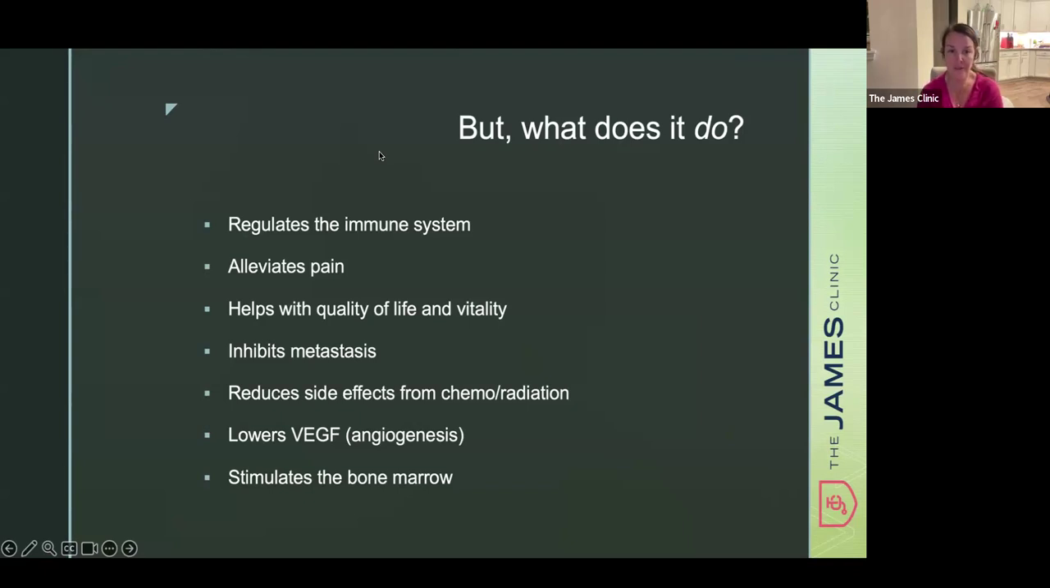Lowering VEGF and stimulating the bone marrow. So you're not getting that immunosuppression. You're not getting those anemias. You're not getting those blood count significant effects that you do with standard of care treatment. So all positive things. What would be the most valuable outcome for you or a loved one from mistletoe therapy?